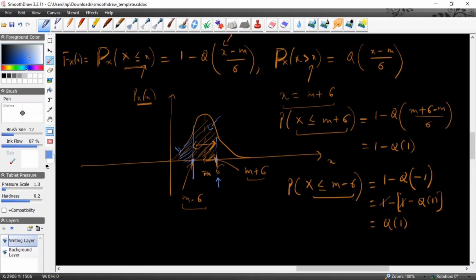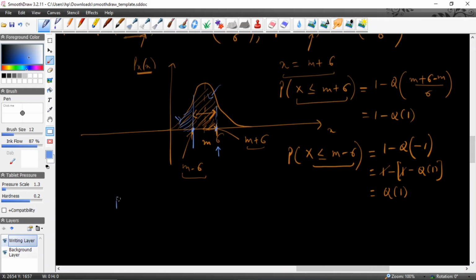Okay, and if I subtract this area from this area, I will find the probability of x lying between m minus sigma and m plus sigma, or I can write it as the probability of x minus the mean of x is less than sigma.